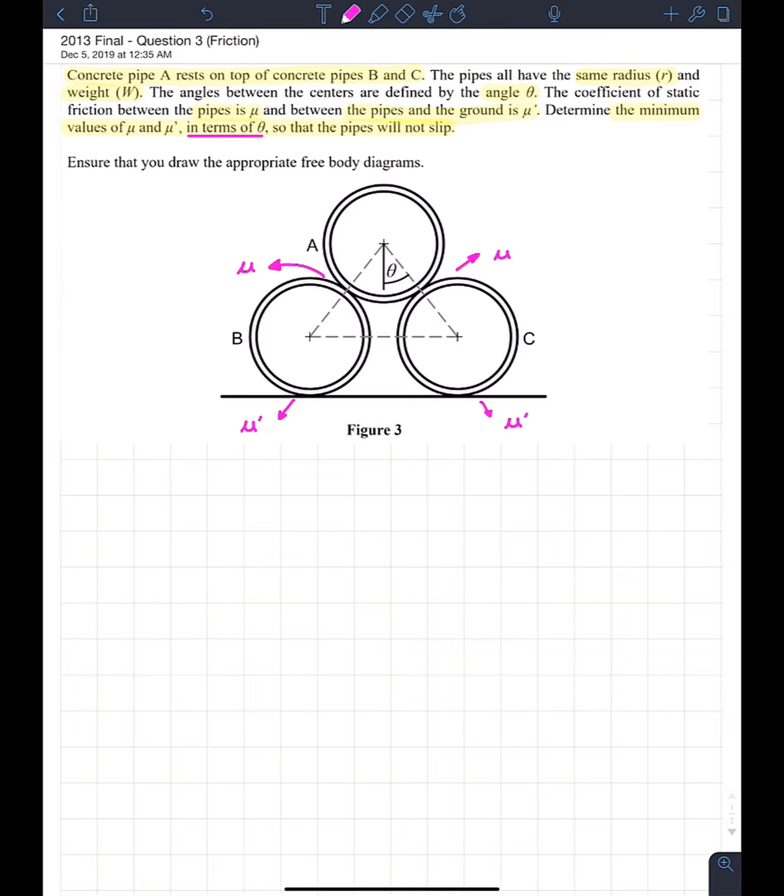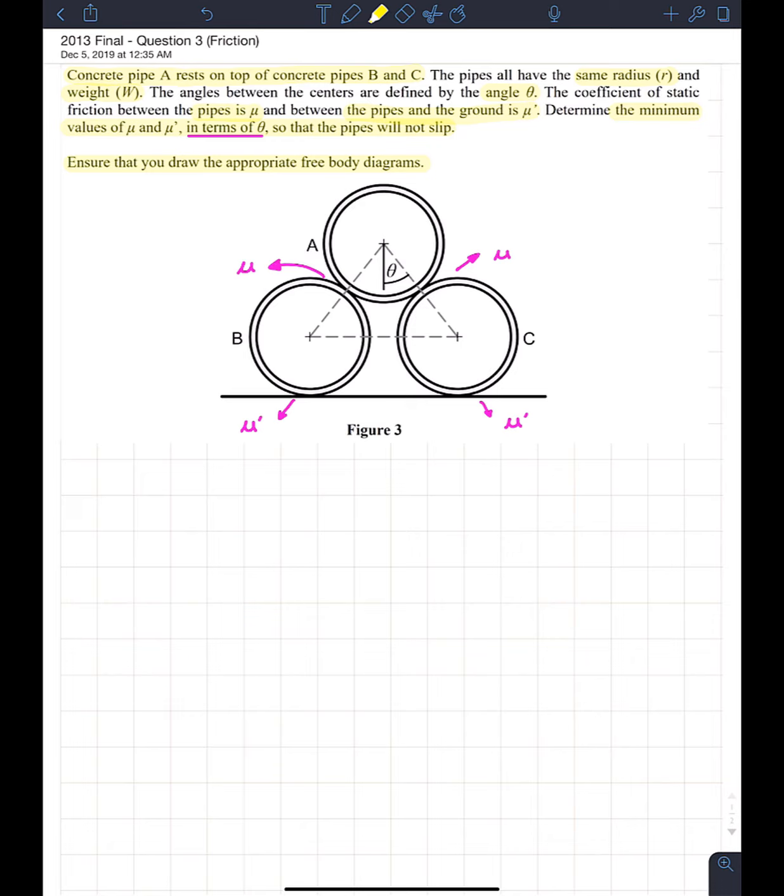And then the last part, which is kind of obvious because for friction questions, you're definitely going to have to do this. Ensure that you draw the appropriate free body diagrams. So whenever you're dealing with friction, any friction situation, you're going to have to draw a free body diagram. That should be kind of given to you. So hopefully you guys understand that, yes, I will need a free body diagram for this question.